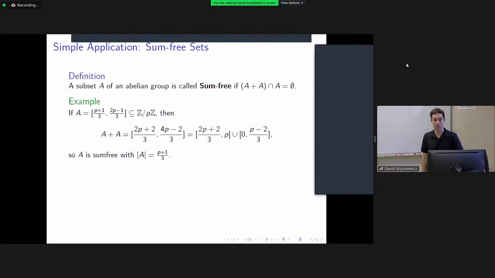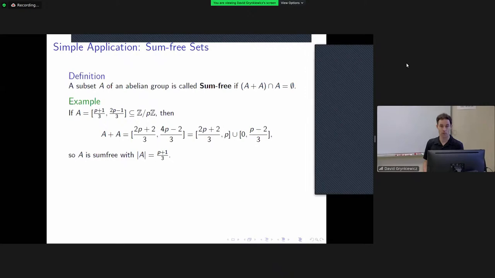And here's an example of a sum-free set. We could take, say, the middle third interval mod p. So say everything from (p plus 1) over 3 to (2p minus 1) over 3. We'll assume p has the right congruence mod 3 for this to work out. And if we look at A plus A, well, we have an interval summed with itself, so we get a longer-length interval. So everything from (2p plus 2) over 3 to (4p minus 2) over 3. And since we're in mod p, that loops around.